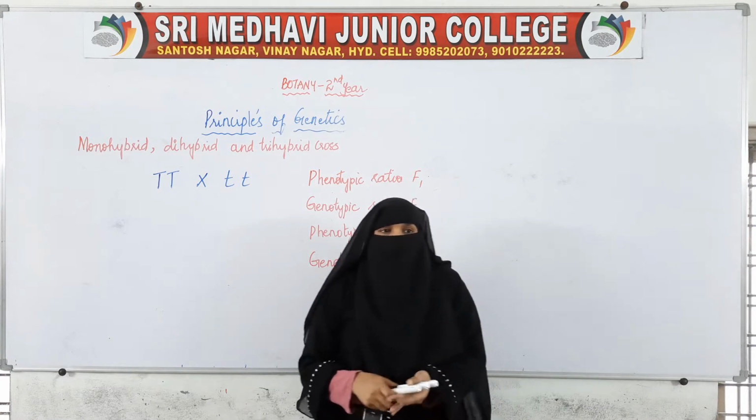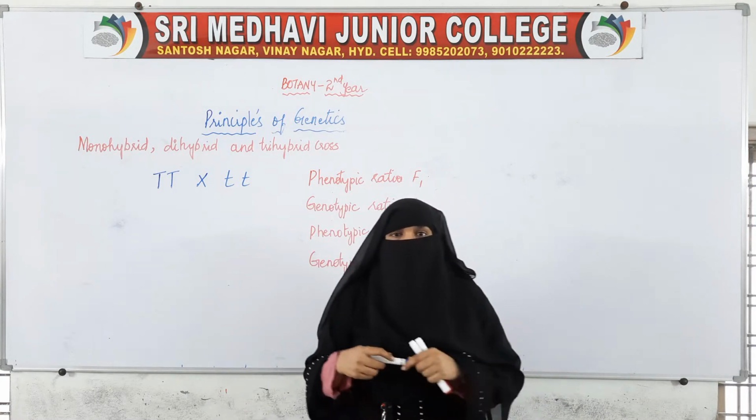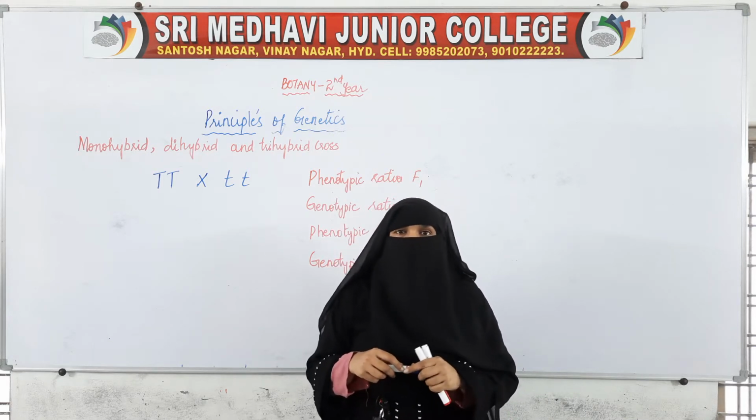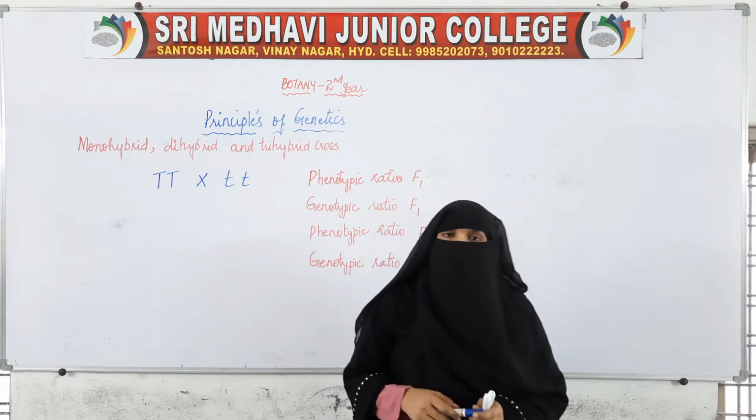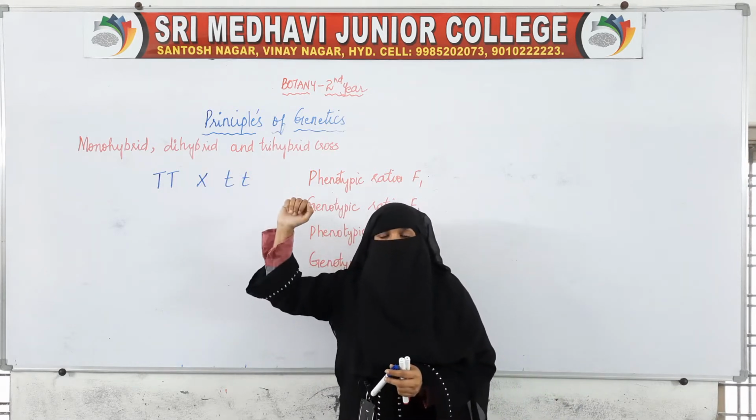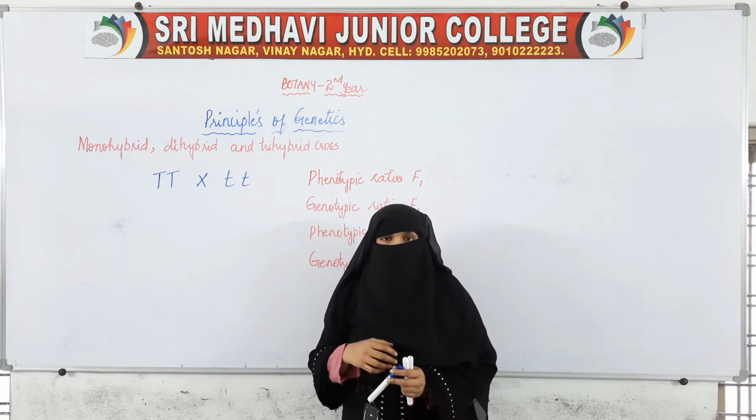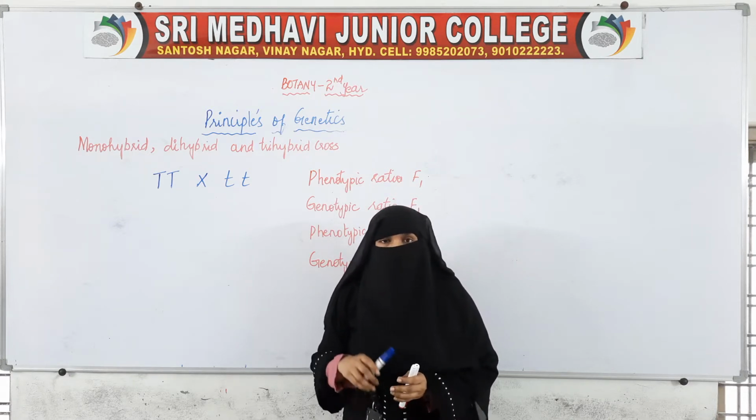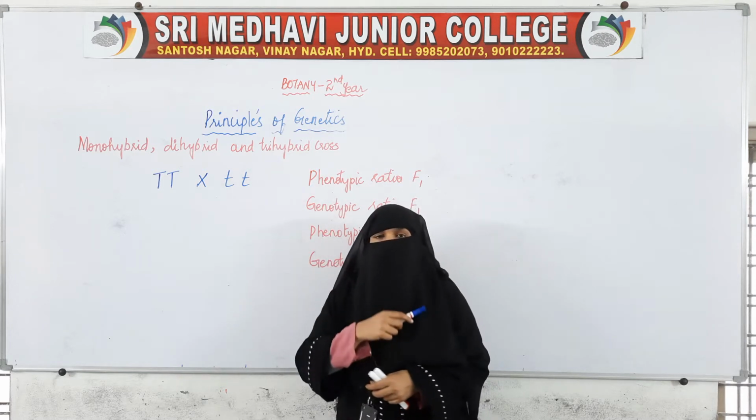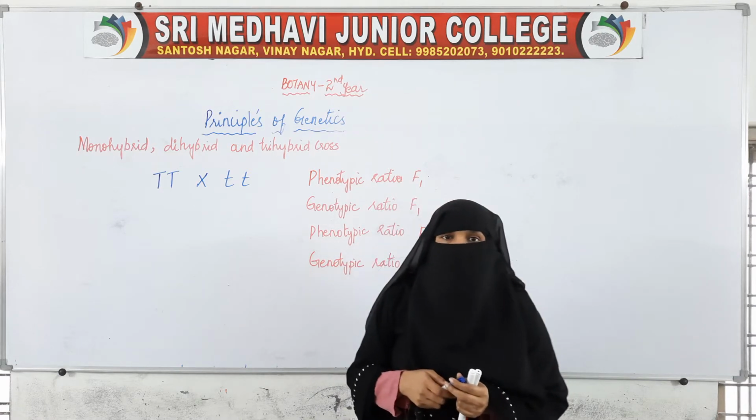Welcome children. Here in this class we will discuss the monohybrid cross, how to make a monohybrid cross. We already know that. We will also see the dihybrid cross, how to make a dihybrid cross and what the genotypic ratios and phenotypic ratios of both the F1 generation and F2 generation are. We will also see the trihybrid cross. But today we will start with the monohybrid cross.